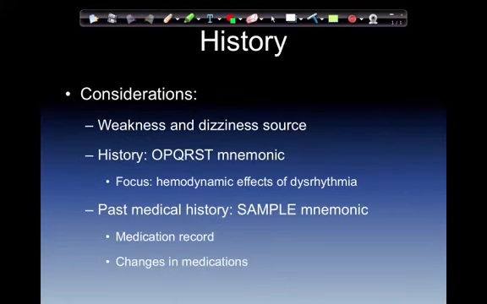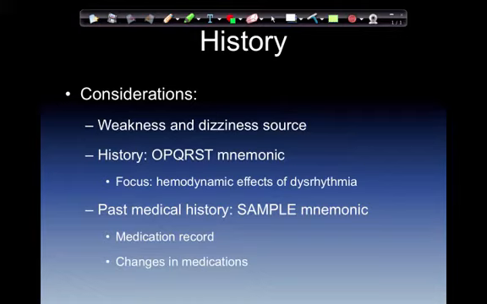History. History should always be important here. Considerations: was the patient weak or dizzy whenever this occurred? History of OPQRST mnemonic. Focus on hemodynamic effects of the dysrhythmia. Did they have any prior history to this? Past medical history as far as the SAMPLE mnemonic: signs and symptoms, allergies, medication, past medical history, last meal.